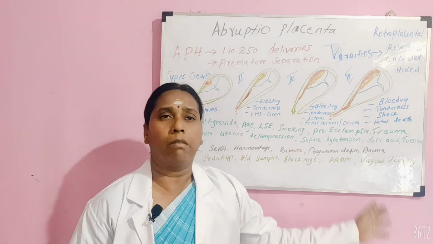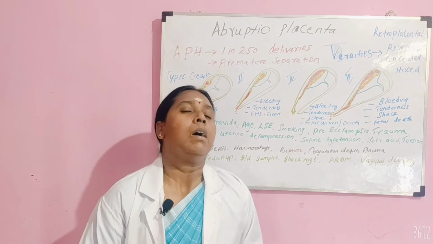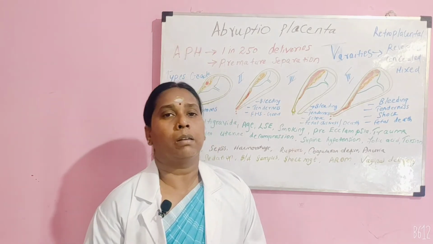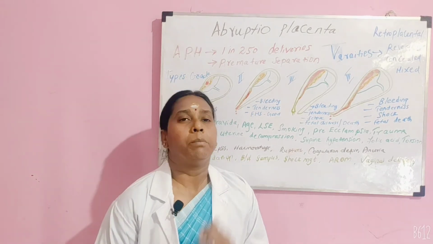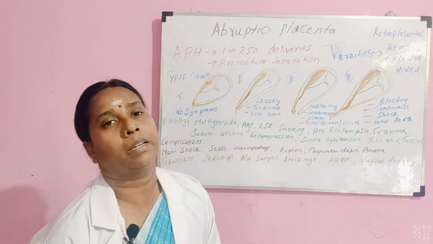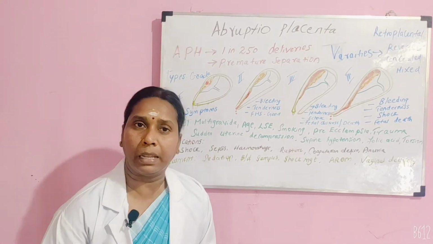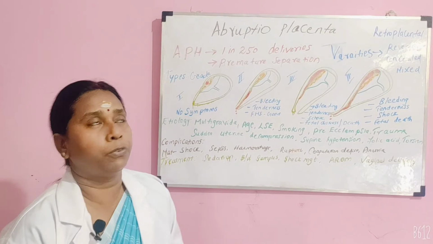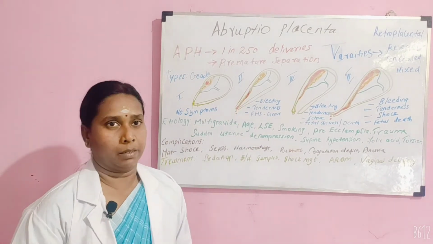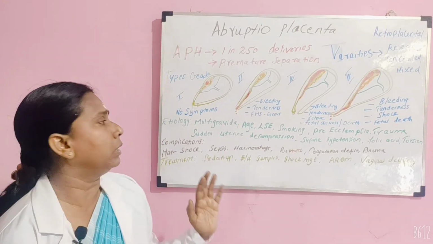And then we have vaginal delivery, so that is the last choice. If you want to save the baby, you have to go in for conducting a normal vaginal delivery. Okay, so with that we finish the abruptio placenta, and now we will discuss the complications.